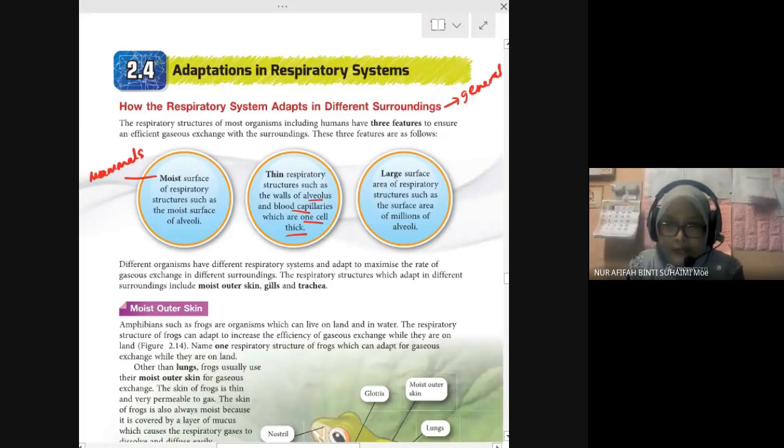Right. Now, some organisms or some animals have different respiratory systems, and they have to adapt to maximize the rate of gases exchange in different surroundings. So we have here, other than alveolus, other than lungs, moist outer skin, gills, and trachea. 3.